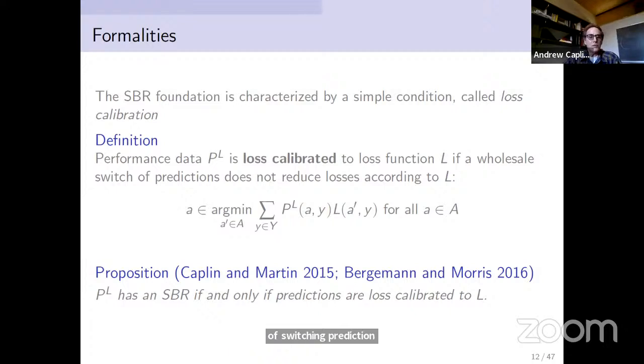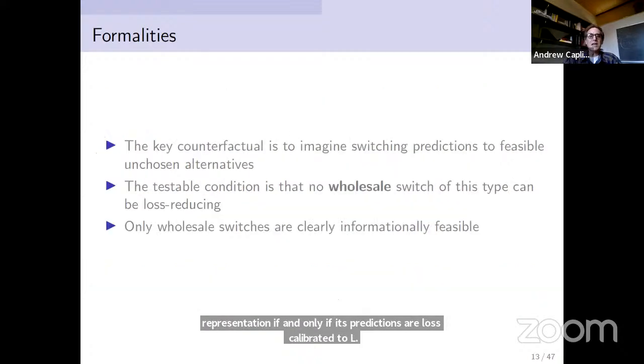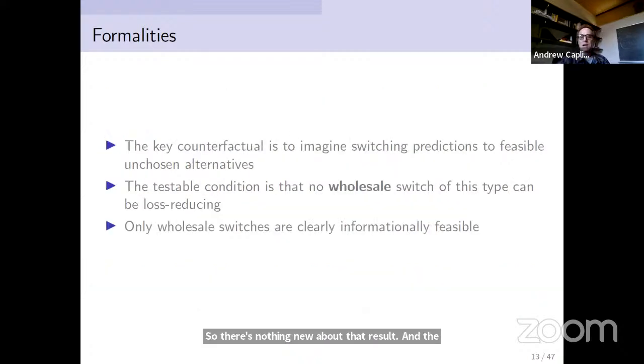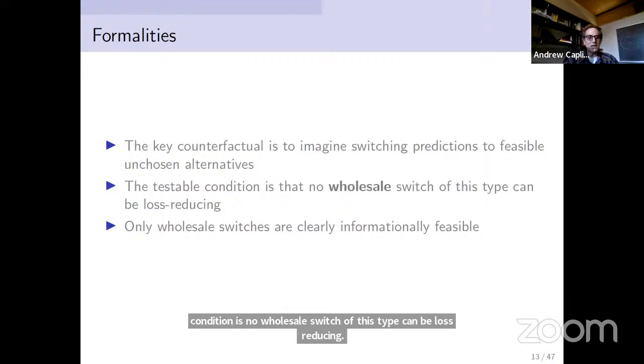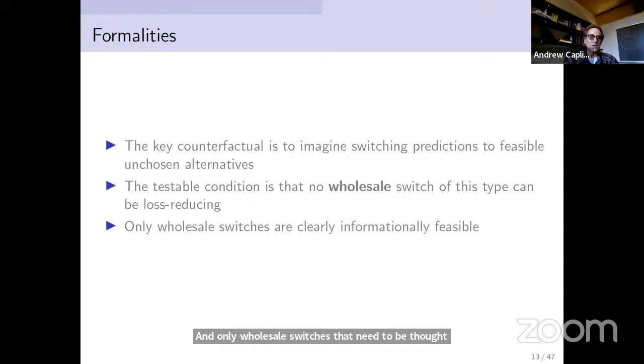And the known results are that P sub L has a signal-based representation if and only if its predictions are loss calibrated to L. So there's nothing new about that result. And the key counterfactual is to imagine switching predictions to feasible unchosen alternatives. Testable condition is no wholesale switch of this type can be loss reducing. And only wholesale switches need to be thought about because they're the only things that are clearly informationally feasible.